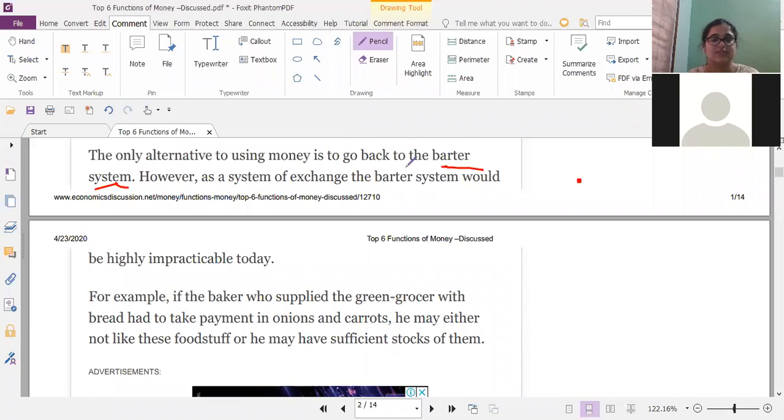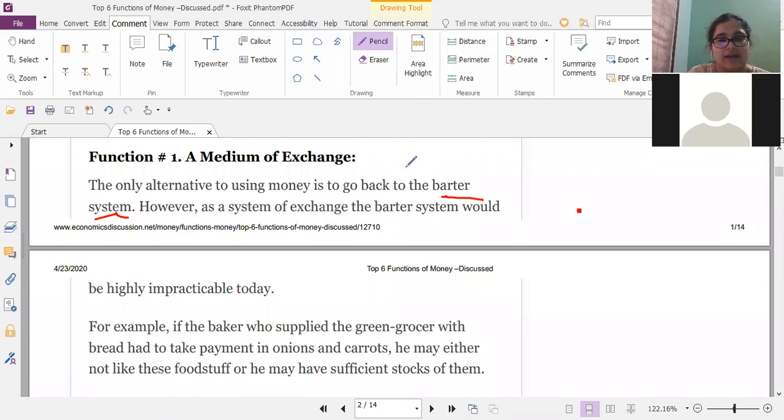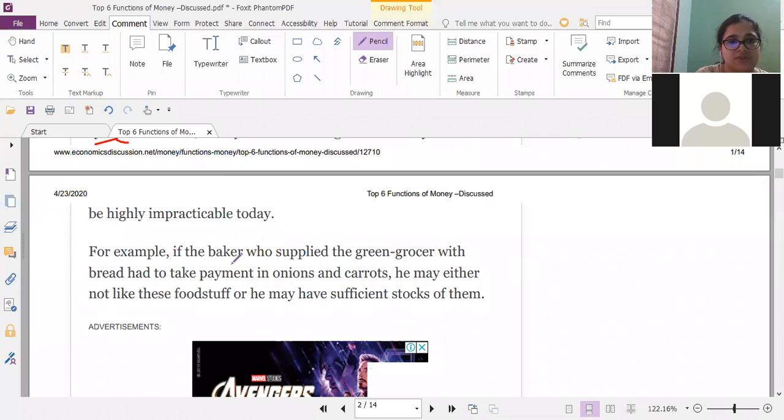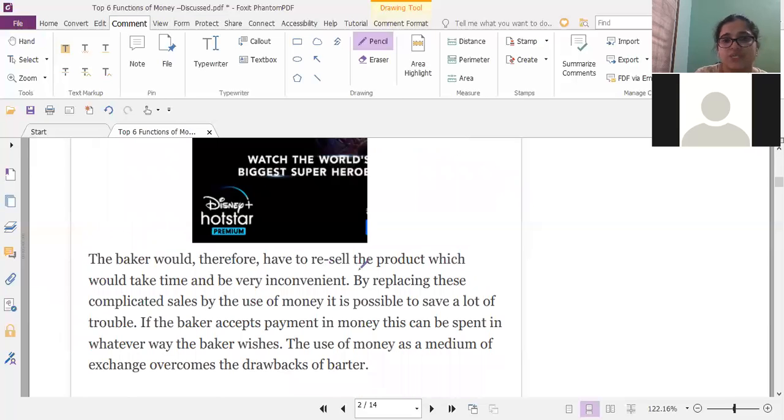Okay, so we have seen the alternative to money is barter system in our earlier class, and we've also seen what the disadvantages of barter system are and why we have moved away from it. So, for example, if the baker who supplied the greengrocer with bread had to take payment in onions and carrots, he may either not like these foodstuffs or he may have sufficient stock of them. The baker would therefore have to resell the product, which would take time and be very inconvenient.